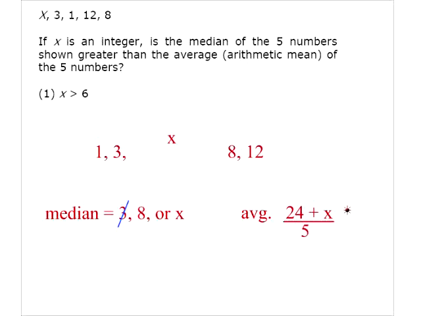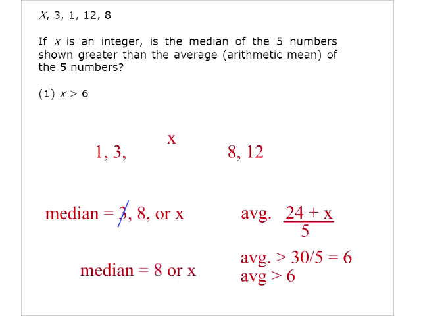All right, so we're saying it will not be 31 because x is greater than 6 and not greater than or equal to. Because it's greater than 6, we know for sure that our average is going to be greater than 30 divided by 5, i.e. greater than 6. So great, we know our average is greater than 6, and we know that our median is either 8 or x. From those two facts, can I tell whether or not the average is greater than the median?